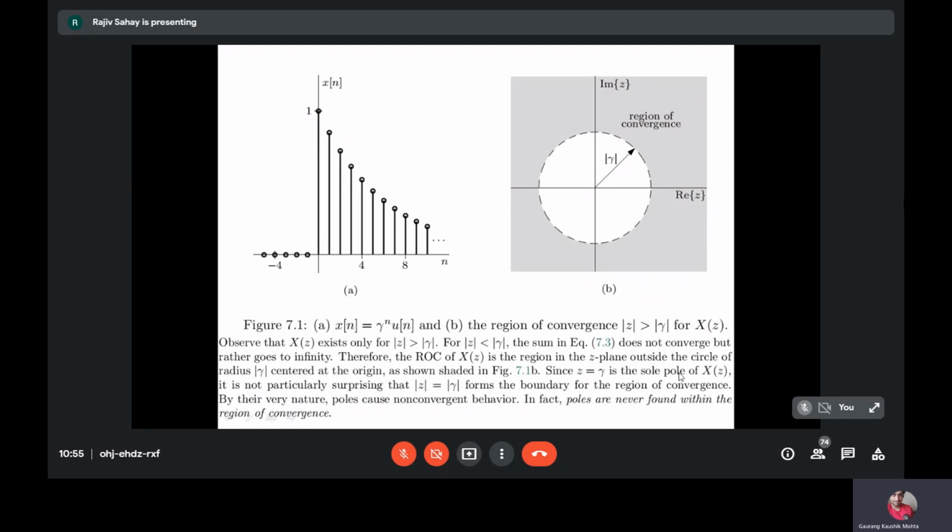And since z equal to gamma is the only pole of X of z, mod z equal to mod gamma forms the boundary for the region of convergence. So poles cause non-convergent behavior, and poles are never found within the region of convergence. So this is important.